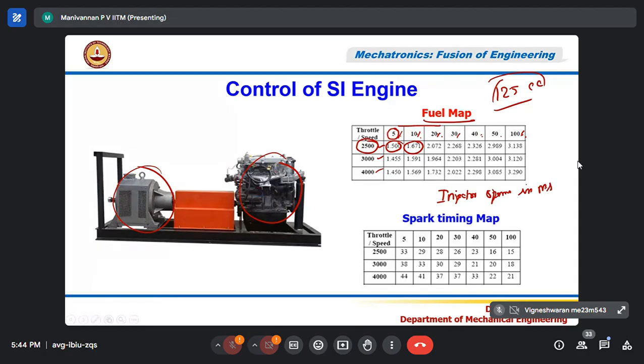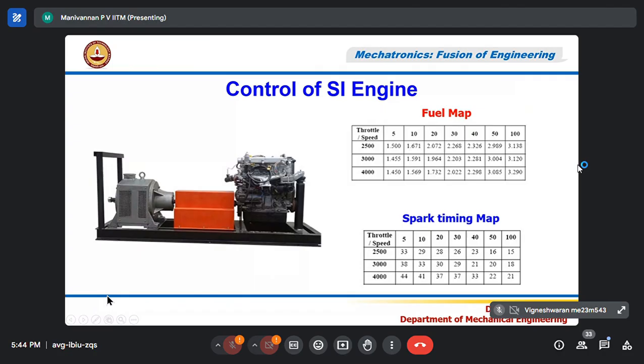Now, if I remember, the injector I used has a single-hole nozzle. If I open it for a 1 millisecond duration, it will inject around 1 milligram, or 2 milligrams, I don't remember, approximately one of these. So if I open the injector for 1.5 milliseconds, taking 1 millisecond as 1 milligram, I will inject 1.5 milligrams of fuel. That is what I got when the engine was running at 2500 RPM and 5% throttle.